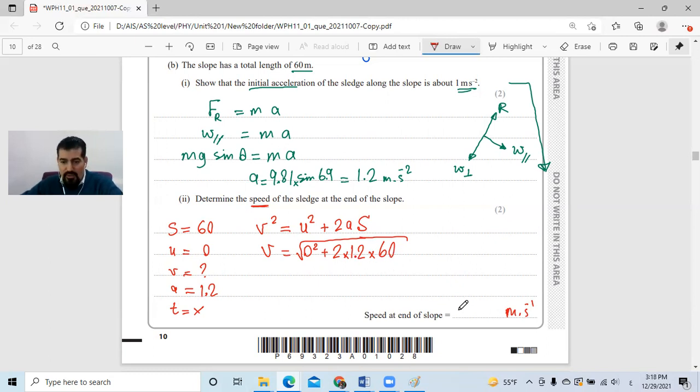Is it 12? Okay. 12. Thank you, Nour, thank you, Hamza. 12 meters per second. Two significant figures. Thank you.